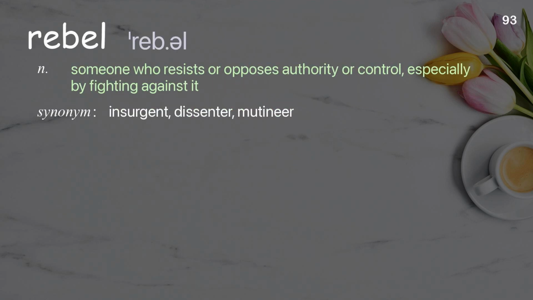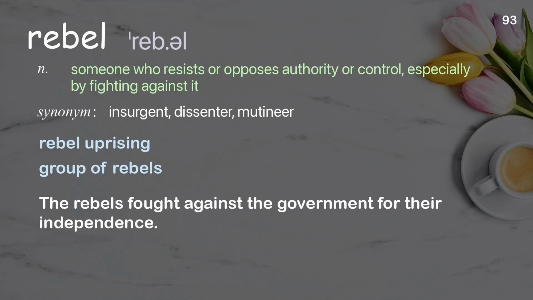Rebel. Someone who resists or opposes authority or control, especially by fighting against it. Examples: rebel uprising. Group of rebels. The rebels fought against the government for their independence.